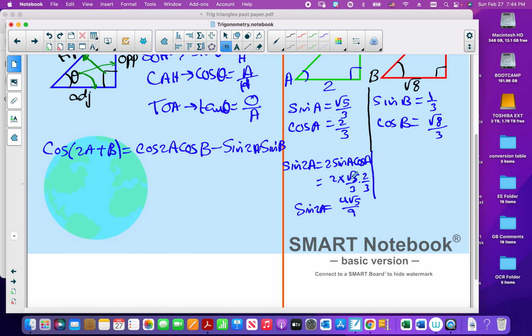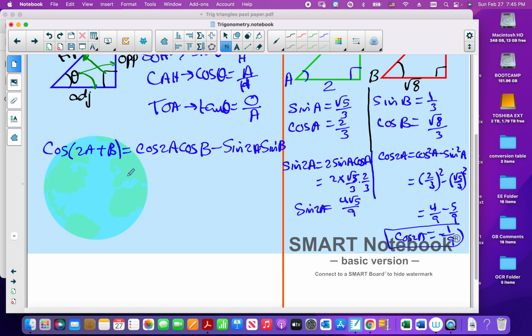Alright. So now I want cosine 2A. Cosine 2A, I want to use it as cosine squared A minus sine squared A. And that is equal to cosine, which is 2/3 squared, minus sine, which is root 5 over 3 squared. So what do we get? 4 over 9 minus 5 over 9, which is equal to minus 1 over 9. Cosine 2A. So that is known.